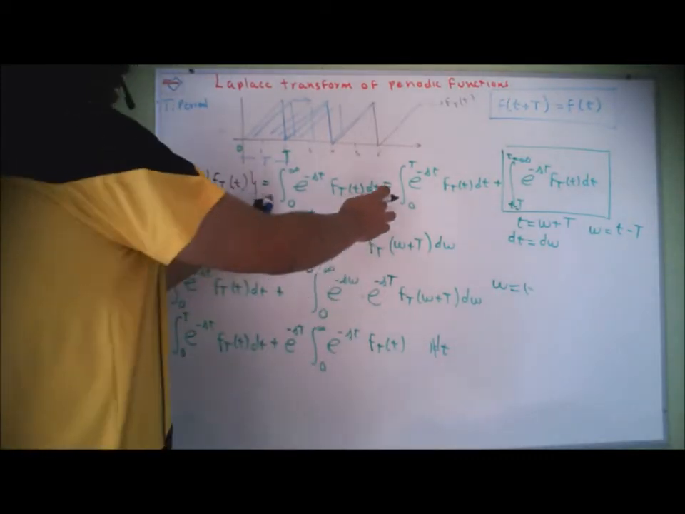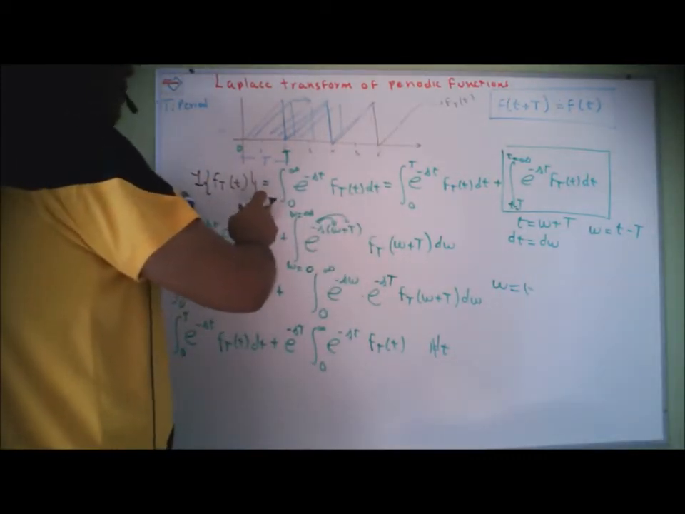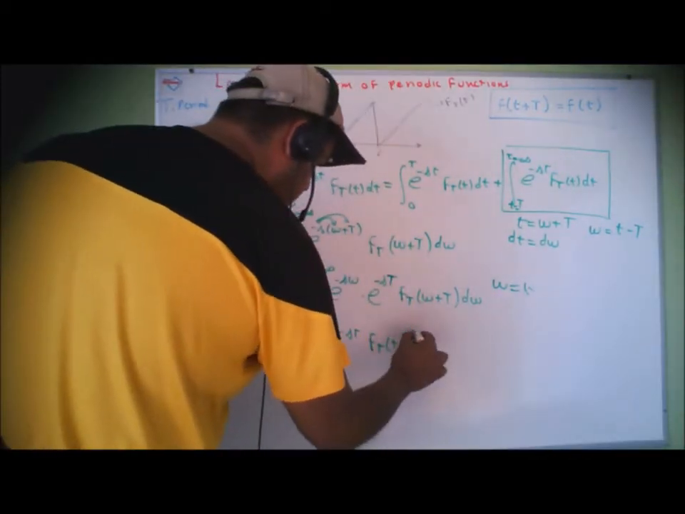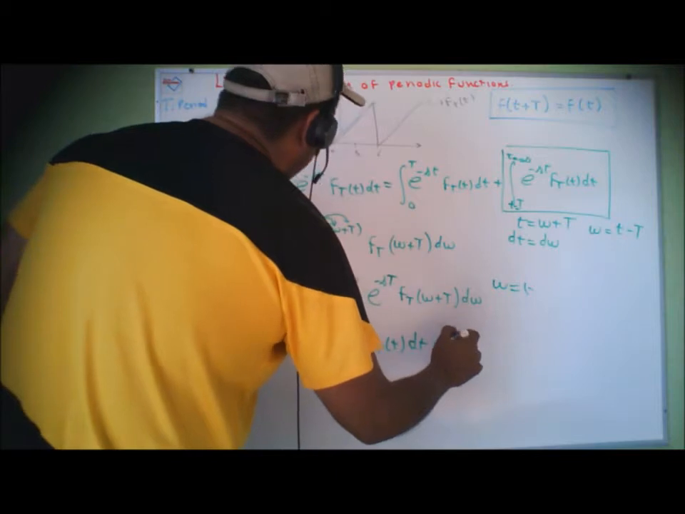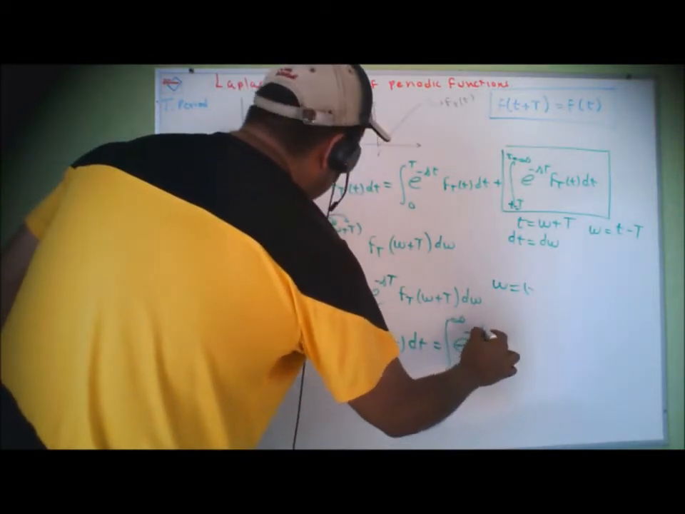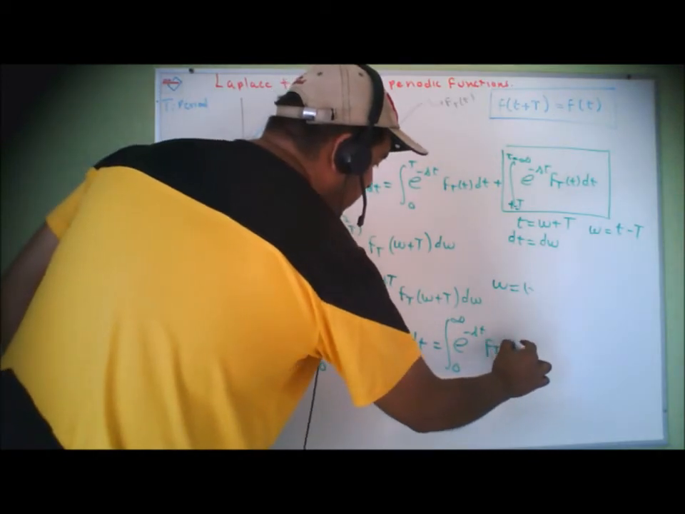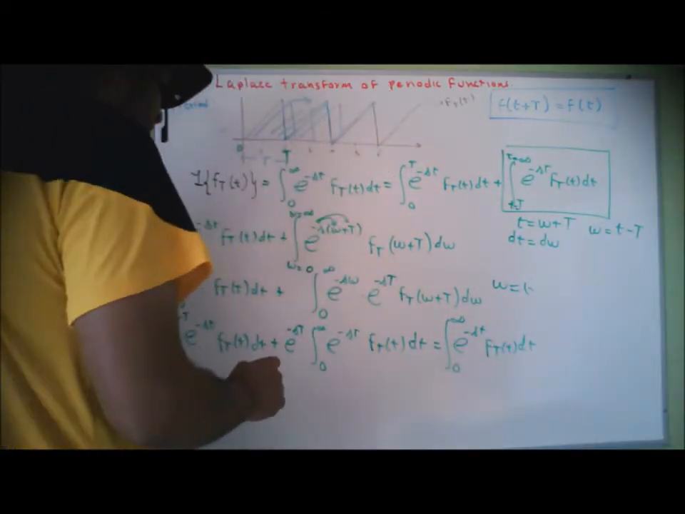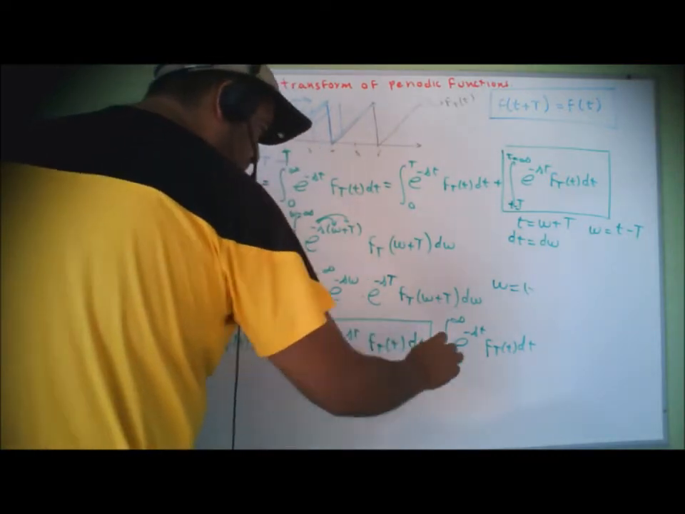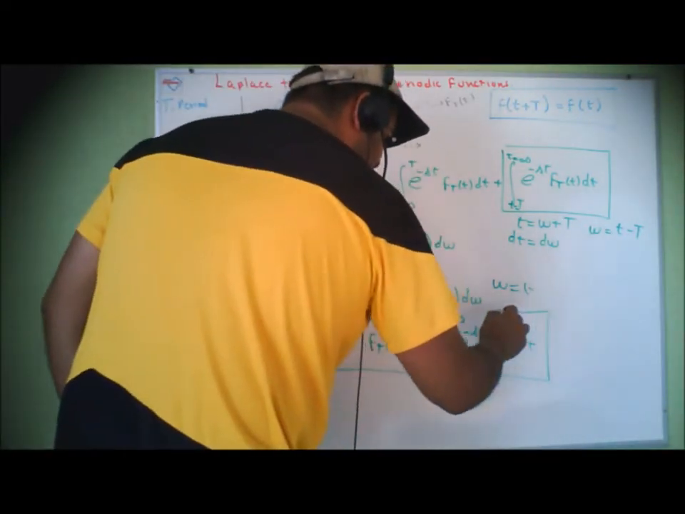Now, where does this come from? Well, it comes from the Laplace transform of the periodic function. So this is equal to the integral from 0 to infinity of e to the minus st, the periodic function of t, dt. Now you can see here that this number and this number are actually the same.